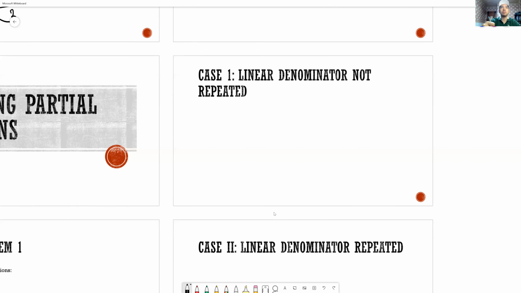The first case would be a linear denominator that is not repeated. What do we mean by that? Say, for example, we have the general form. Suppose the numerator is a function of x and the denominator is in linear form. So generally, what is the linear equation form? That is y equals mx plus b.